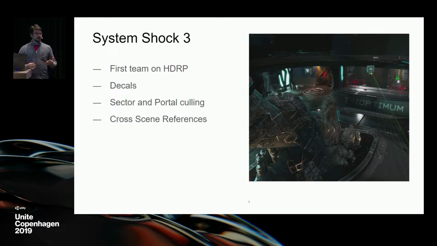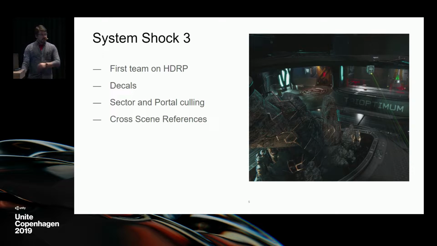The System Shock 3 team really helped Unity move forward in a lot of ways. We've been partnering with them for a couple years now. They were one of the first teams on HDRP before it was publicly available, definitely before it was production ready, and helped us really iron out a lot of rough edges from that system and prove that what we were trying to do with the scriptable render pipeline was the right move.